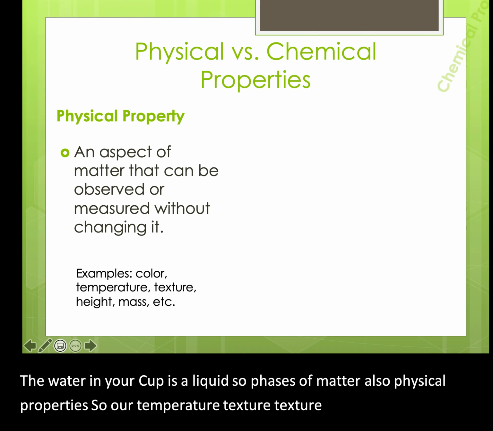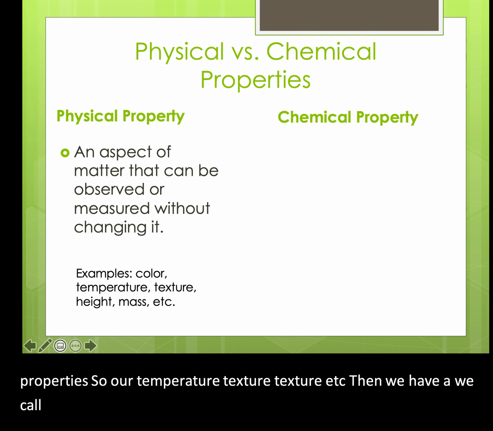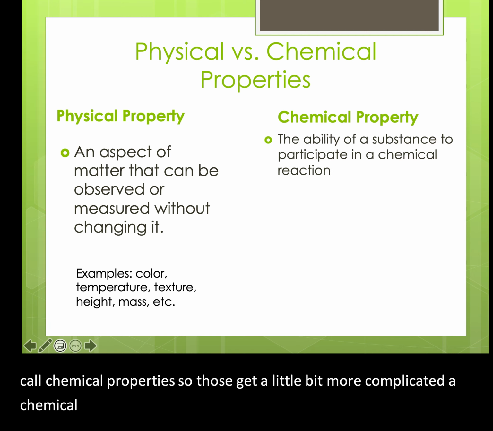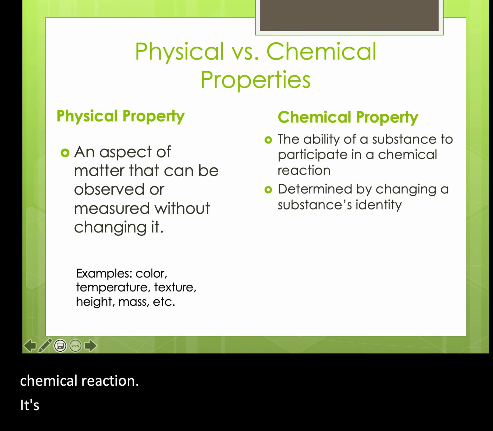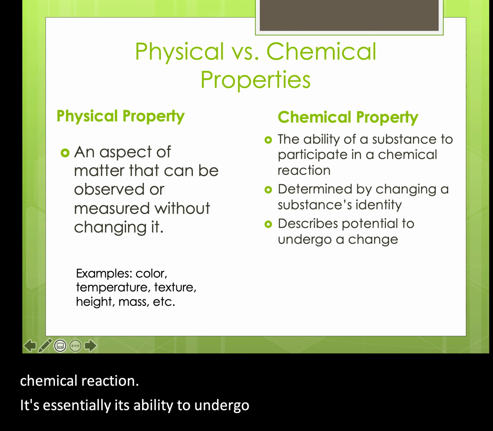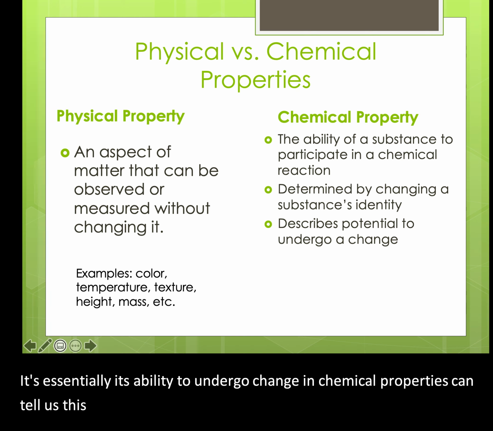Then we have what we call chemical properties. So those get a little bit more complicated. A chemical property is the ability of a substance to participate in a chemical reaction. It's essentially its ability to undergo change, and chemical properties can tell us the substance's identity. So what exactly are we working with?